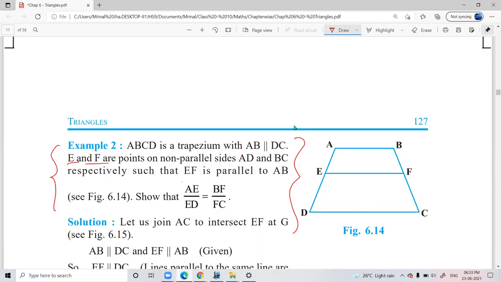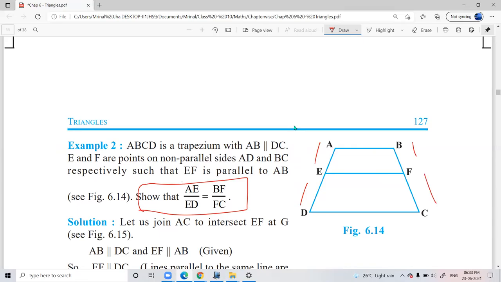And E and F are points on the non-parallel sides, of course. You can see the figure. AD and BC respectively, such that EF is also parallel to AB. So with all that information, what we have to prove? We have to show that AE by ED is equal to BF by FC.